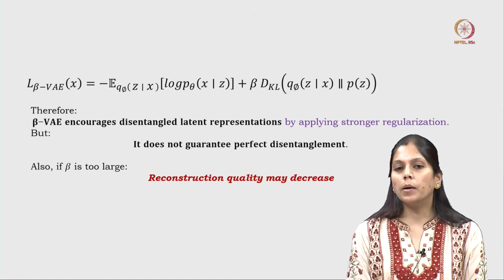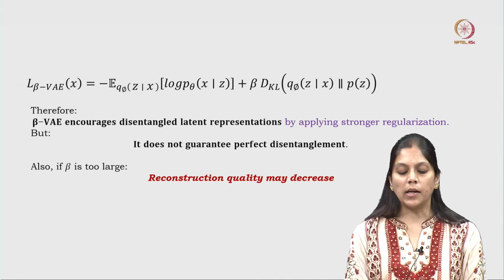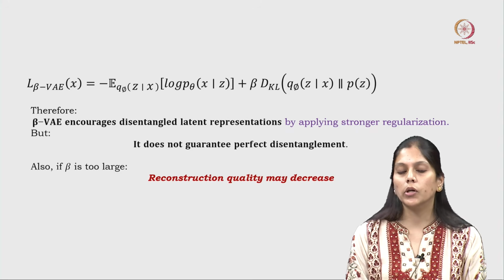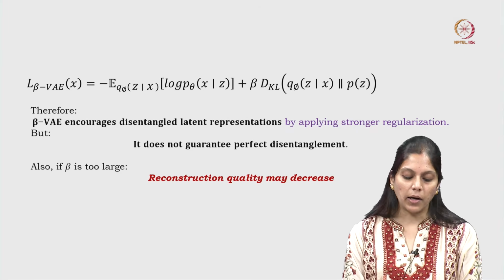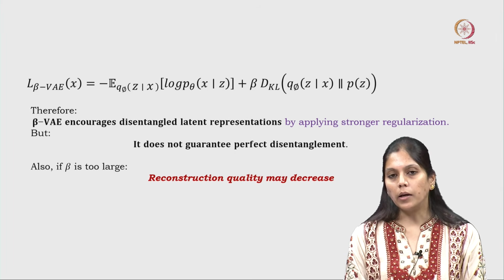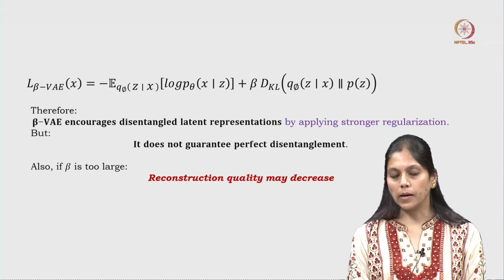If you make beta too large a value, then what are you doing? You are compromising on the reconstruction quality. So the reconstruction quality may decrease. When reconstruction quality decreases, definitely the reconstruction loss increases here.